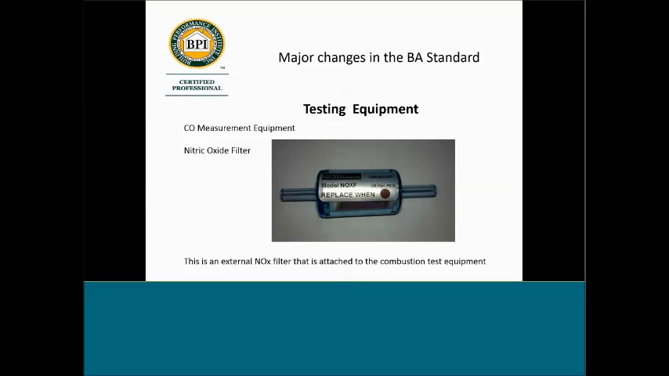So it is attached to your combustion analyzer, and then it gives you a little color code indicator on there when that monoxide filter has to be changed. So this is an add-on that you have to have on your testing equipment if it doesn't have one built in.